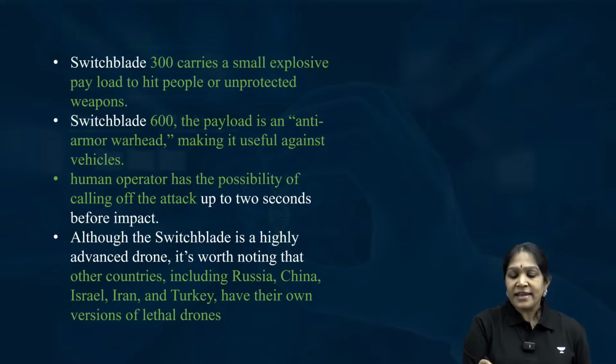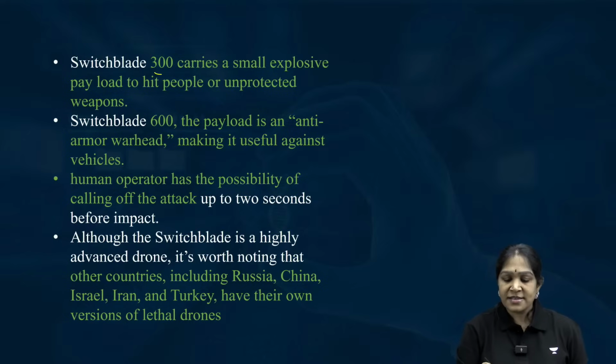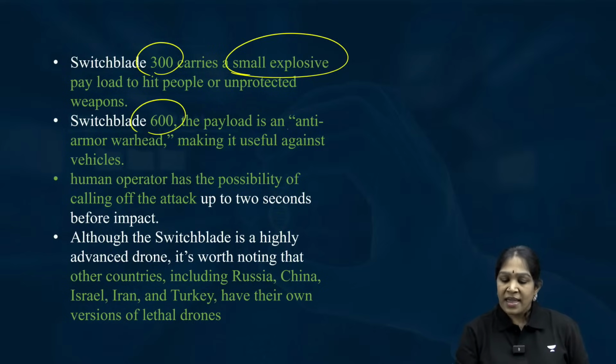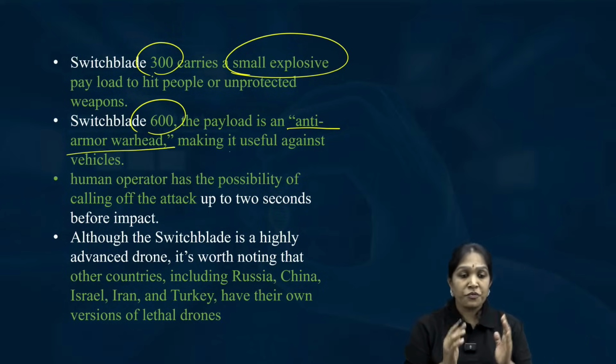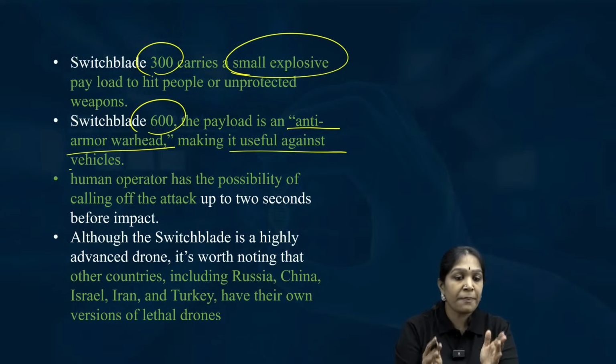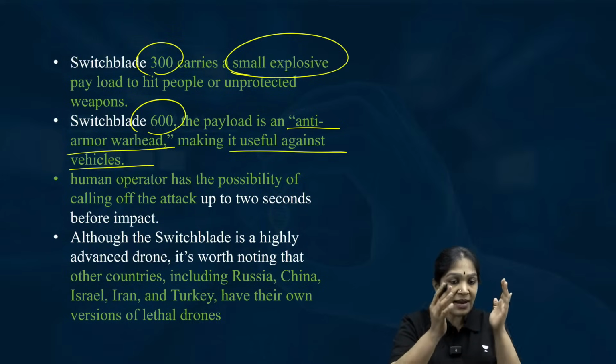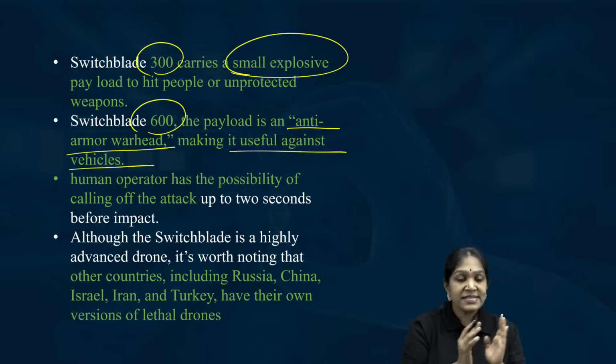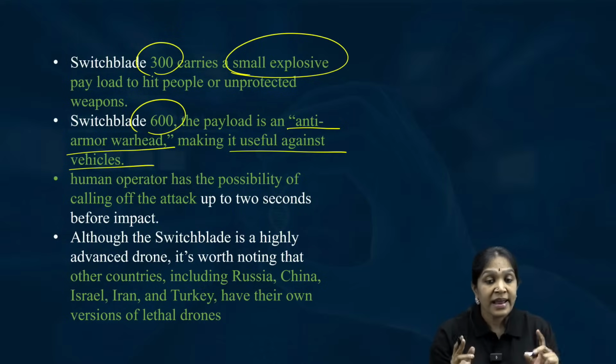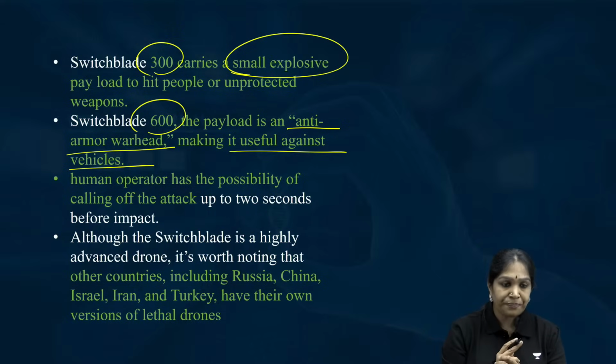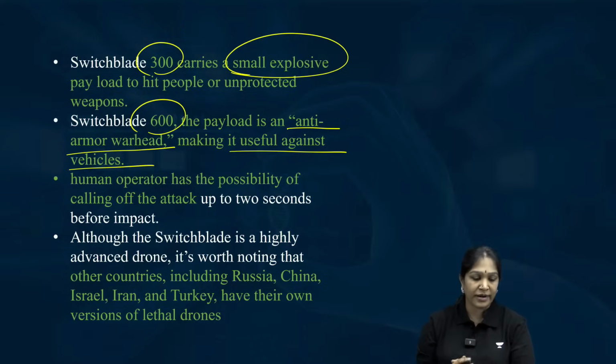So, Switchblade 300 carries small explosives, while 600 carries an anti-armor warhead, making it useful against vehicles. I mean 300 can hit a person, for example, army personnel, whereas 600 can destroy a military tank. Is it clear? Yes, Mukesh, I am coming to that point.